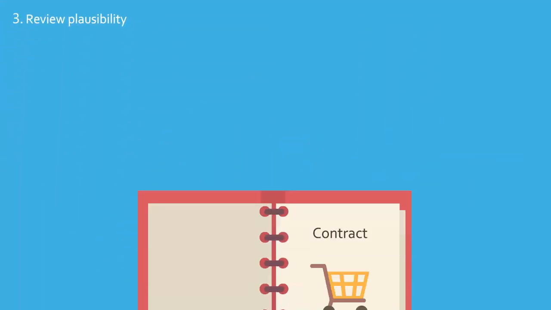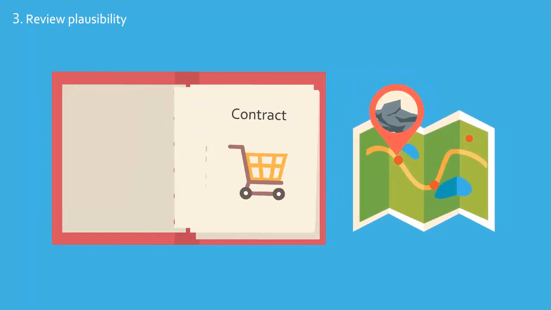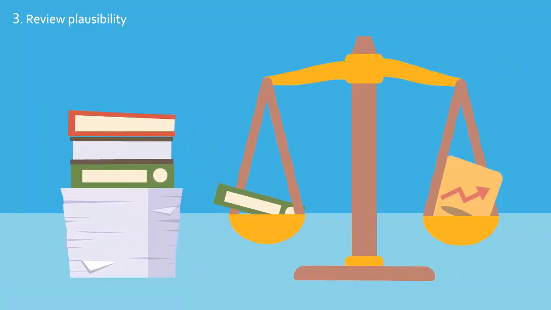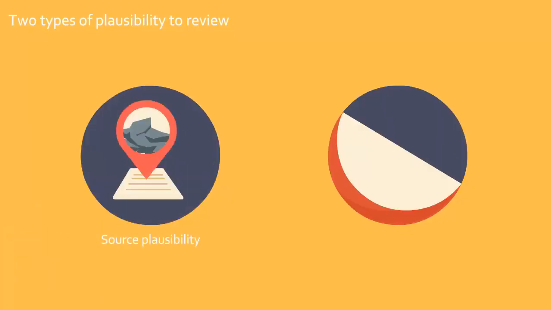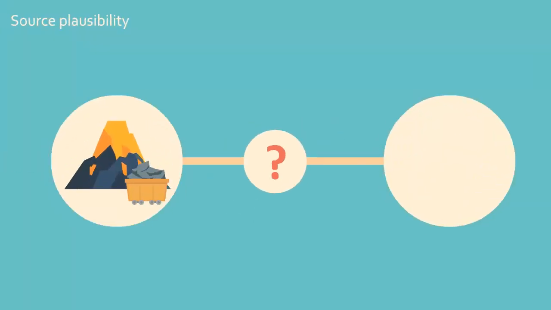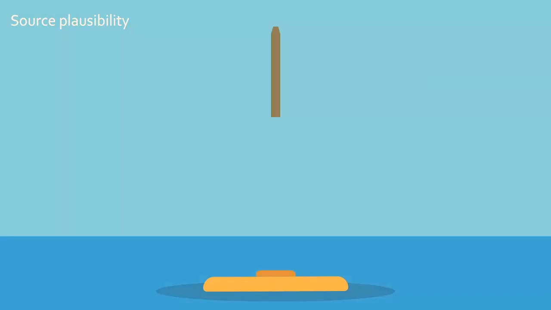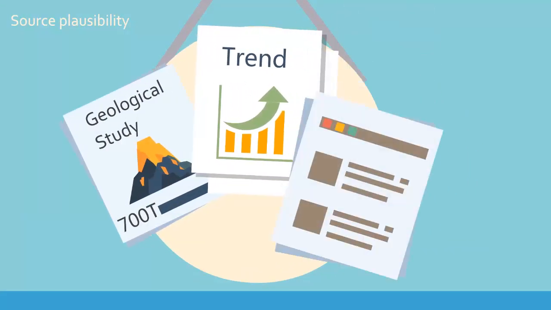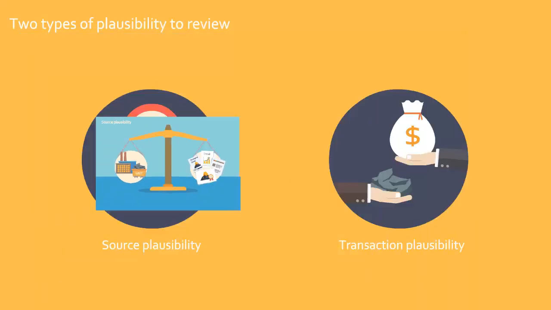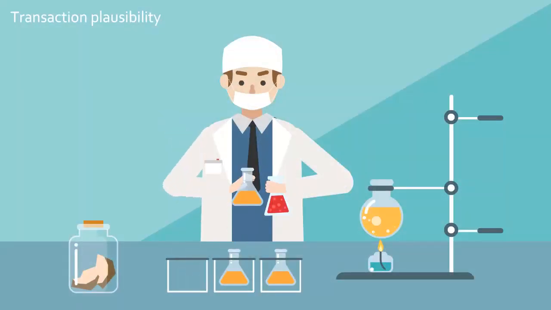Before you accept an order, you need to review the evidence to ensure that you can be confident about the origin and there are no discrepancies left unresolved. There are two types of plausibility to review: source plausibility and transaction plausibility. First, is it likely that the source can provide the amount of material the supplier is offering? Compare the supplier's evidence of capacity with what you know from production trends for the mineral, geological studies, and previous site visits. Then, for each transaction, check that the assays match with the material origin documentation.